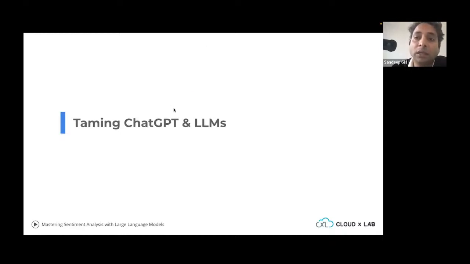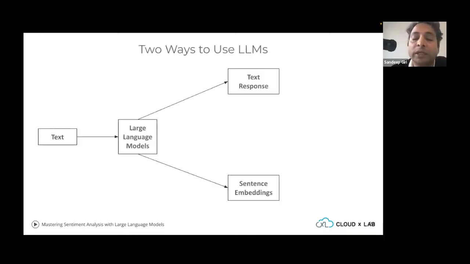So, how do you use or tame ChatGPT? One way of utilizing it is as a large language model, which is nothing but an AI model that can generate response text. So you give an input, which we call a prompt, and it can generate a text response to you.